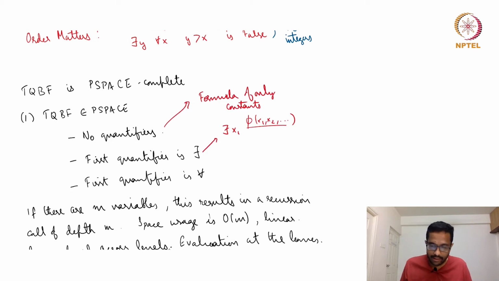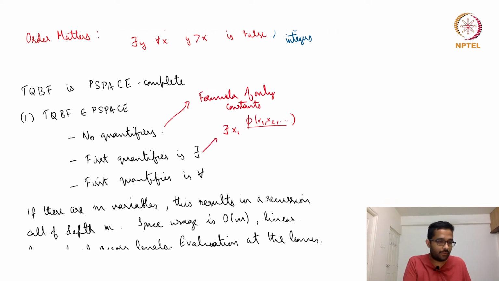If you make x1 false, again phi becomes a TQBF instance, because the only variable that is not quantified in phi is x1. x1 is set to false, and the rest are quantified. So again it's a TQBF instance, and the question is, does there exist an x1 such that phi is true?